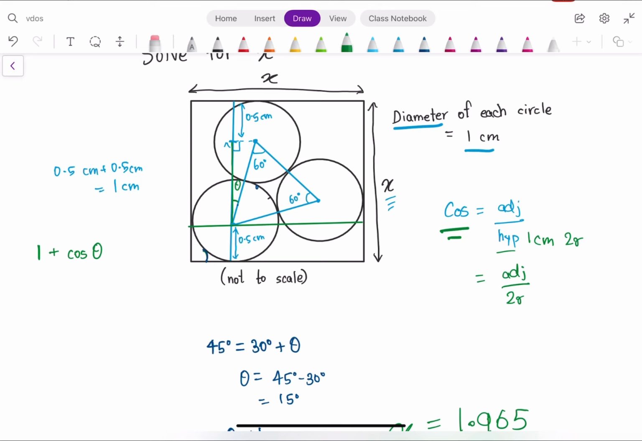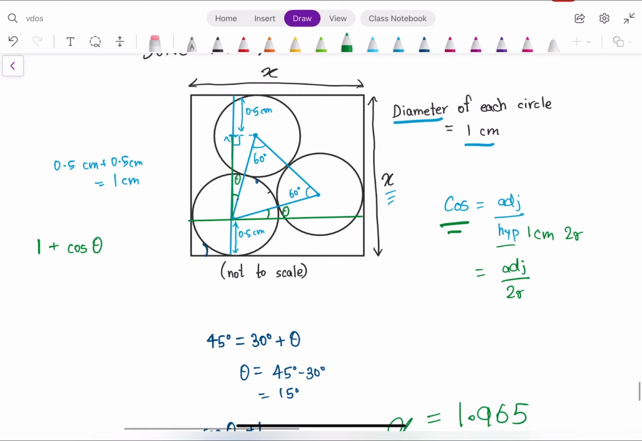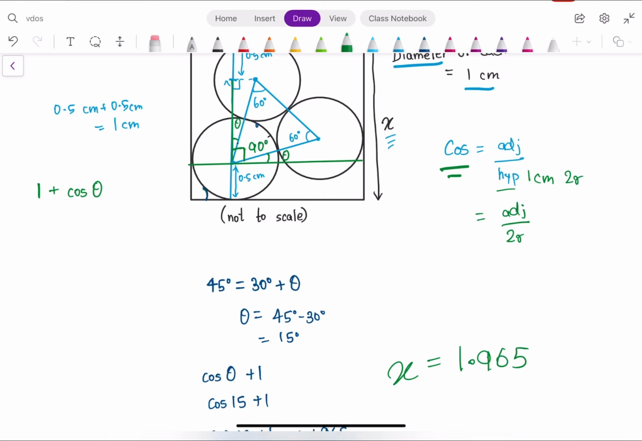But then what does this do? Now, if you notice, you can tell that this figure is symmetrical. Meaning if you draw a line right here, it's going to be symmetrical both ways. So that means over here, this must be equal to theta too. So we can tell, and this angle over here has to be a right angle forming 90 degrees. So I'll move this over here.